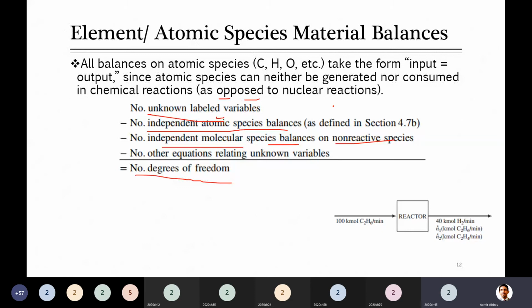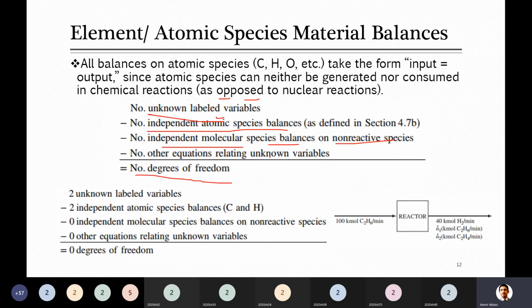The number of species that will be the same in input and output. Yes, for example, nitrogen is available in the system and it is not reacting, so it leaves unreacted. There will be some problems you will come across in which it says this is neutral, it didn't take part in the reaction. So you have to look at whether any non-reactive species is available in the system or not. And then there is the number of other equations related to the unknown variables, if any explicit or implicit expression is there. So let's apply the degree of freedom analysis for atomic species on this system.